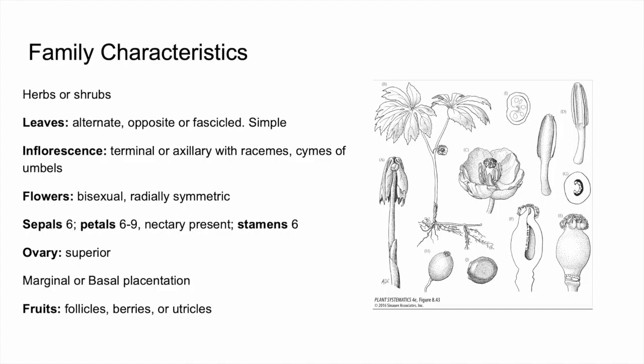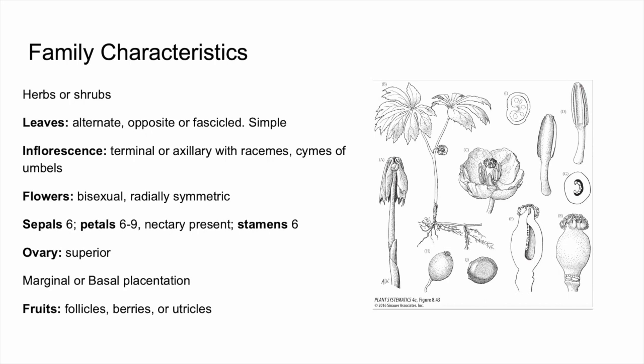Some general family characteristics. They can be herbs or shrubs, and leaves can have some variation as well. They can be alternate, opposite, or fascicled, but are generally simple. Inflorescence can be terminal or axillary with racemes or cymes of umbels. Flowers can be bisexual, but are usually radially symmetric.